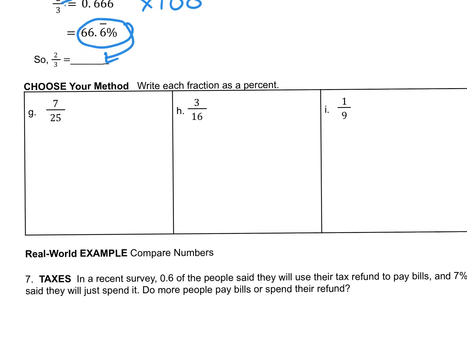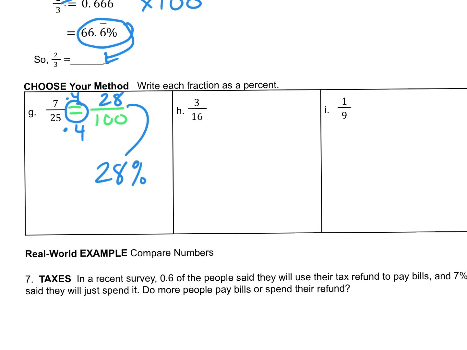Try your method. You can either use proportion or dividing. For this one, when my denominator is nice and goes to 100, that's what I like to do because I know this is just times 4. This is times 4. So this is equivalent to 28 out of 100 or 28 per 100, which is 28%.